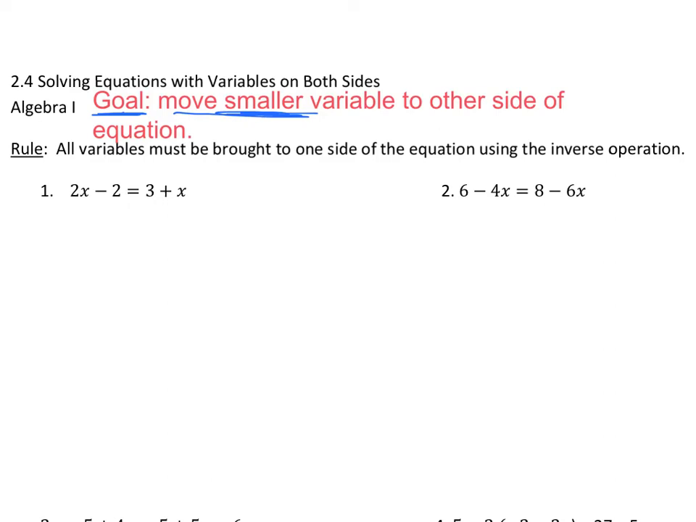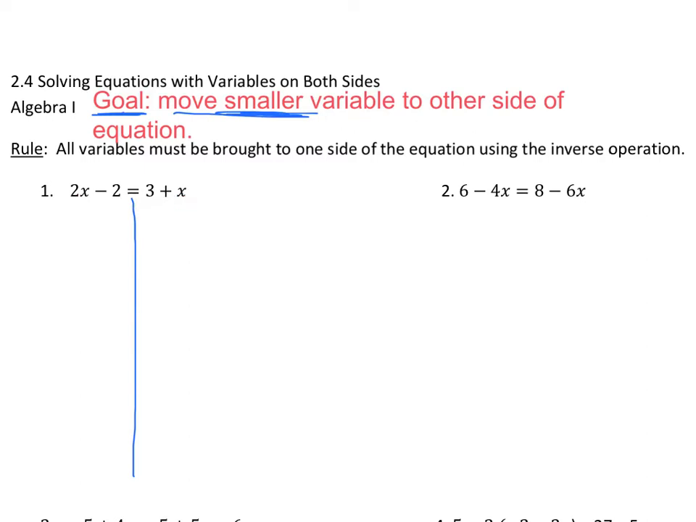Right, the first one, so I'm going to draw a line going straight down the middle. And if I look at each side, I have a 2x here, I have an x here. More importantly, I can't combine 2x minus 2. They're not like terms. Same thing with 3 plus x. So this is where I'm going to go to this goal. I'm going to move the smaller variable. But what is smaller, this x or 1x or this 2x? This is smaller, the 1x.